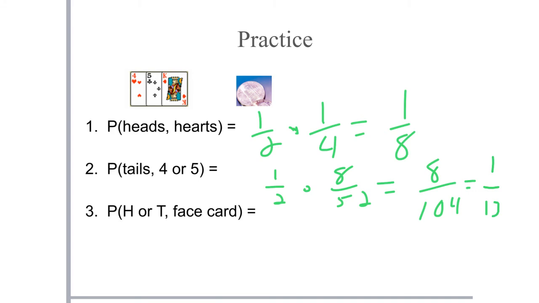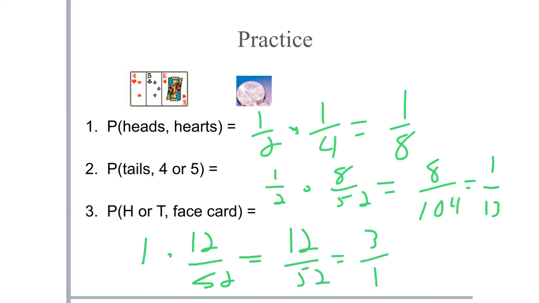And then finally, what's the probability of flipping a heads or a tails and pulling a face card? So the probability of flipping a heads is half. The probability of flipping a tails is also half. So to get either of them would be 1. And to multiply it by the number of face cards, there are the king, the jack, and the queen. So that would be 12 out of 52, which reduces down to 3 out of 13.